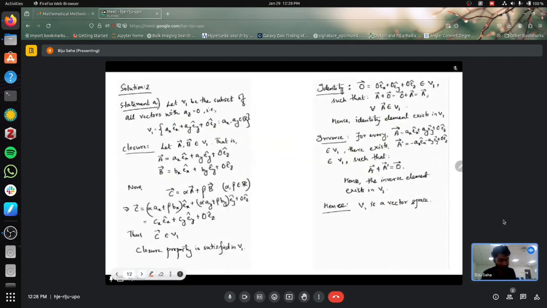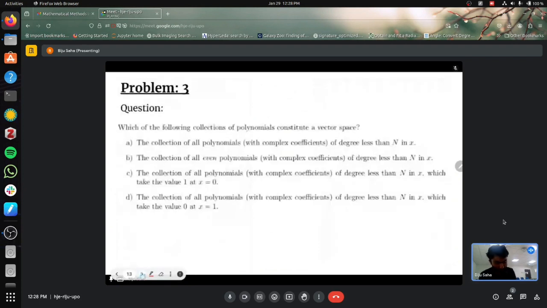So this is what I just did right now, so I'm not going to read this. So problem 3. Let us come to this particular problem. Here you have to check which of the following collection of polynomials constitute a vector space.